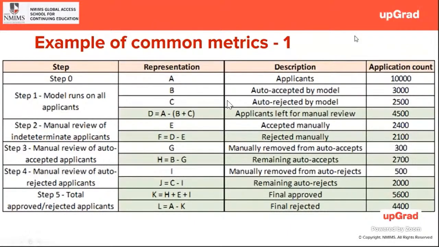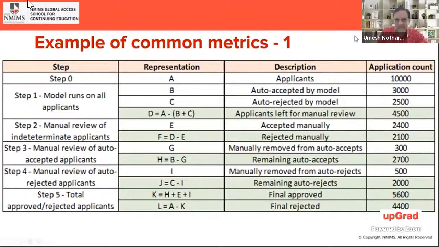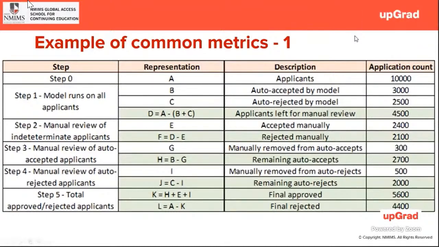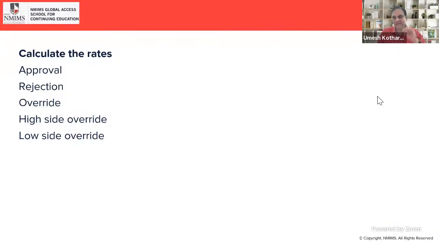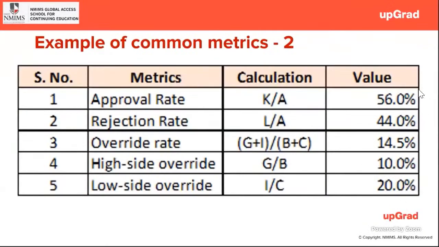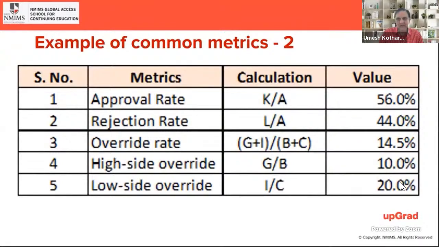In the same case, for the low side, we take the cases where the model rejects and the human approves. The auto rejected by the model is 2500, which will come in the denominator. Out of that, those manually reversed were 500. So it would be 500 by 2500, which is 20%. Yes, it is exactly 20%. So those are the percentages that we've got.